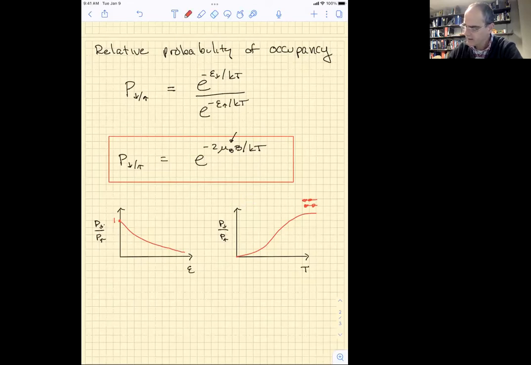Whereas at low temperature, only the lower state will be appreciably occupied. Okay? We could say that here, the system is frozen out. Whereas at high temperature, the occupancy is just random. Okay?